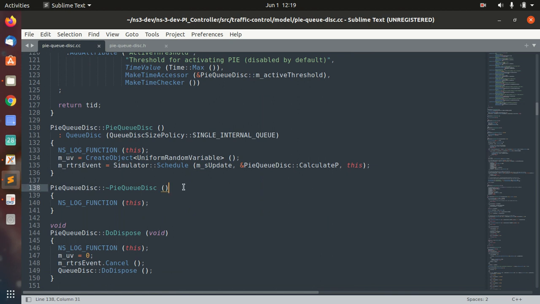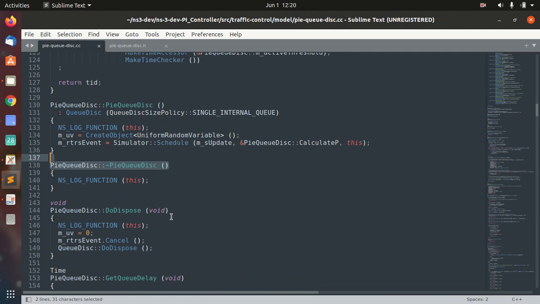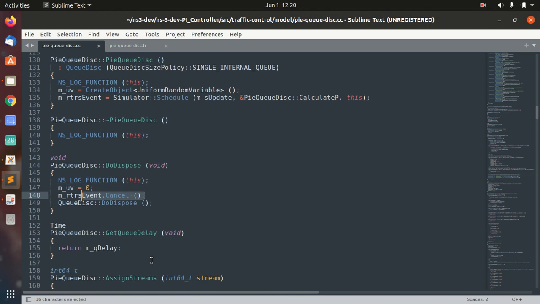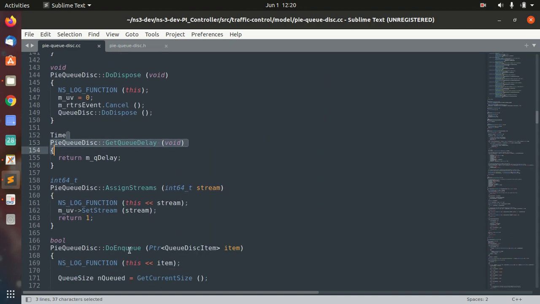Then it has the destructor of the PIE queue discipline class, and the PieQueueDisc class has a DoDispose function, which basically deletes the uniform random variable, cancels the timer event, and also calls the DoDispose function of its parent class. Then it has methods like GetQueueDelay, which gives the current queue delay of the queue, and AssignStreams, which assigns the stream to the random variable.